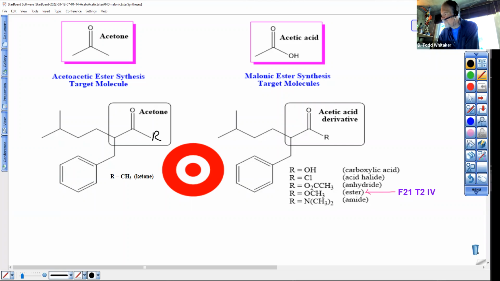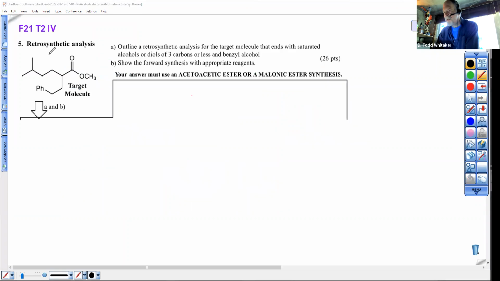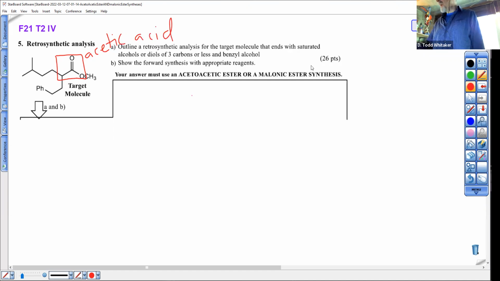Moving along. Here is our Fall 21 Test 2 Part 4. Once you've established that you want to use the acetoacetic ester synthesis, and you did so by realizing that right in here is a derivative of acetic acid, so you want to be doing a malonic ester synthesis as indicated in previous videos. So what do we have before we have our target molecule? Well, we have the actual acetic acid.